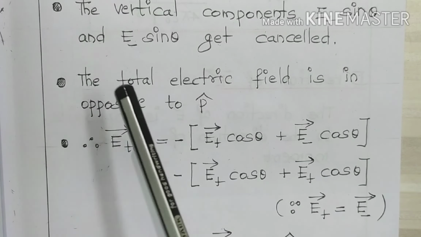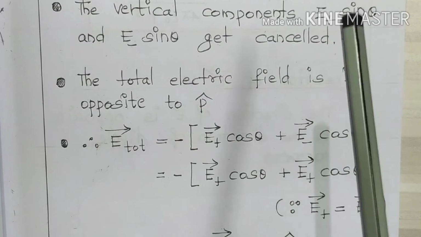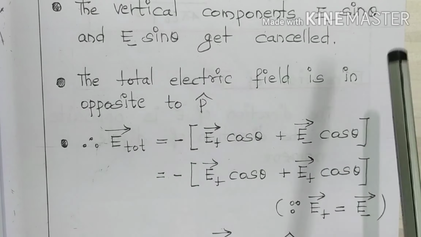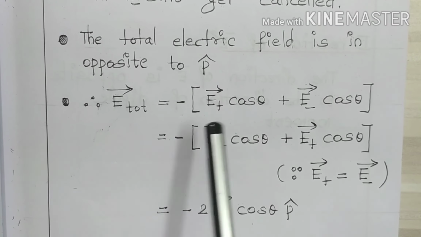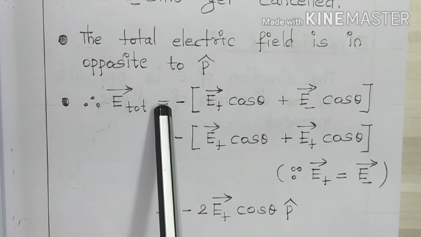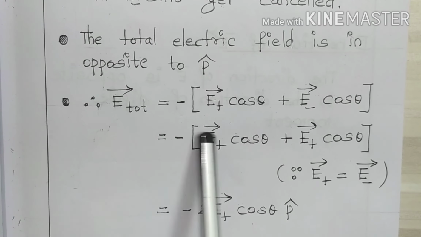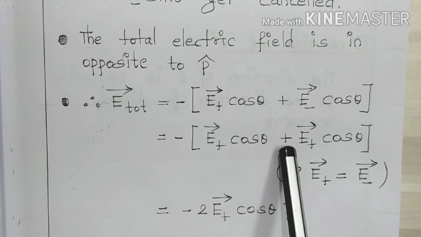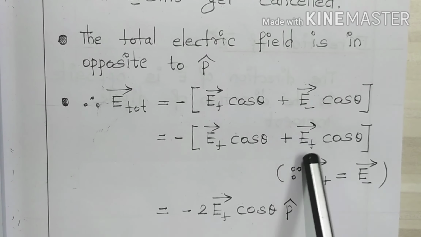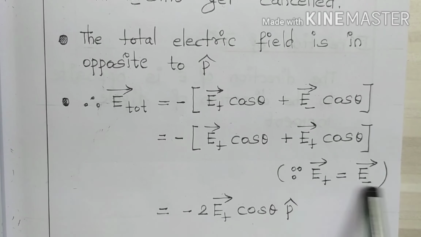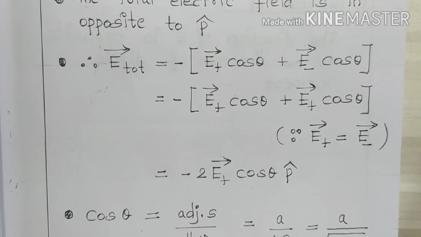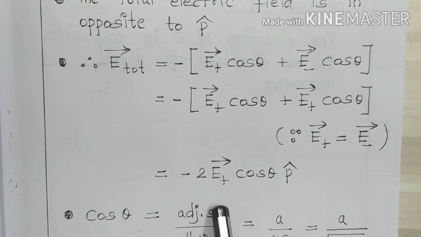The direction of the dipole moment and the direction of the electric field, they are opposite in direction. That's why here E total is equal to, while summing up these two, we have written a minus sign over there. So minus E plus cos theta. Again here in the place of E minus, I have put E plus, because E minus and E plus both, they are equal in magnitude. So in the next step, minus 2 E plus vector cos theta P cap. So here I can write minus 2.